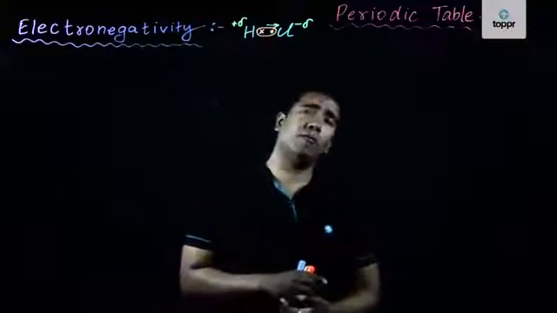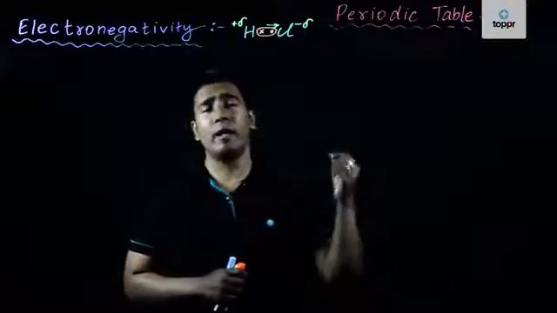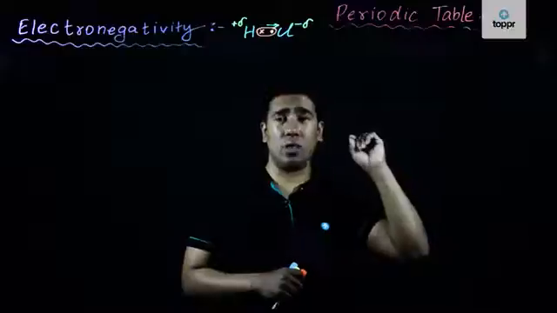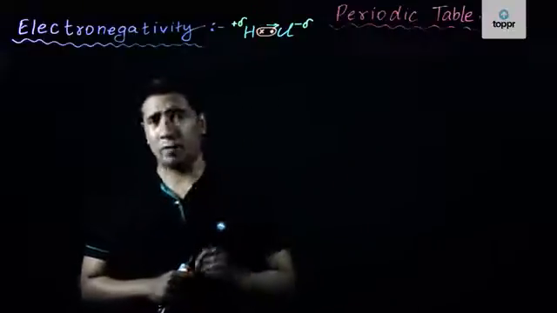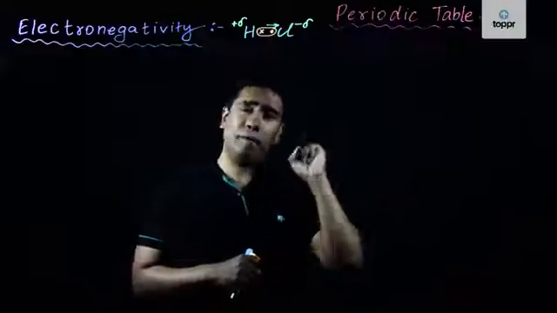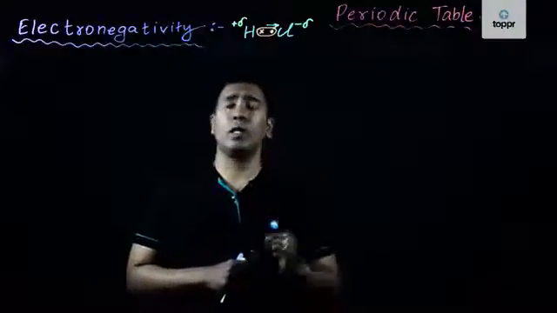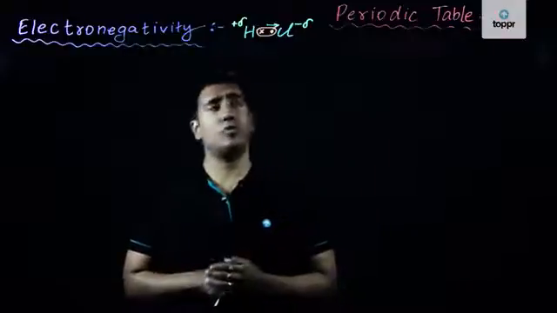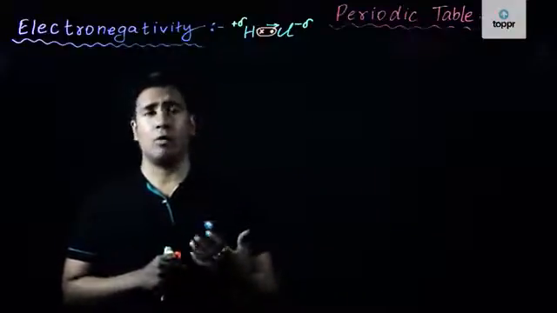Unlike in the case of ionization energy, where we were able to measure the value, and electron affinity, where we were able to measure the numerical value, in the case of electronegativity we can't give a perfect value. The value of electronegativity has to be judged. It has to be found out.